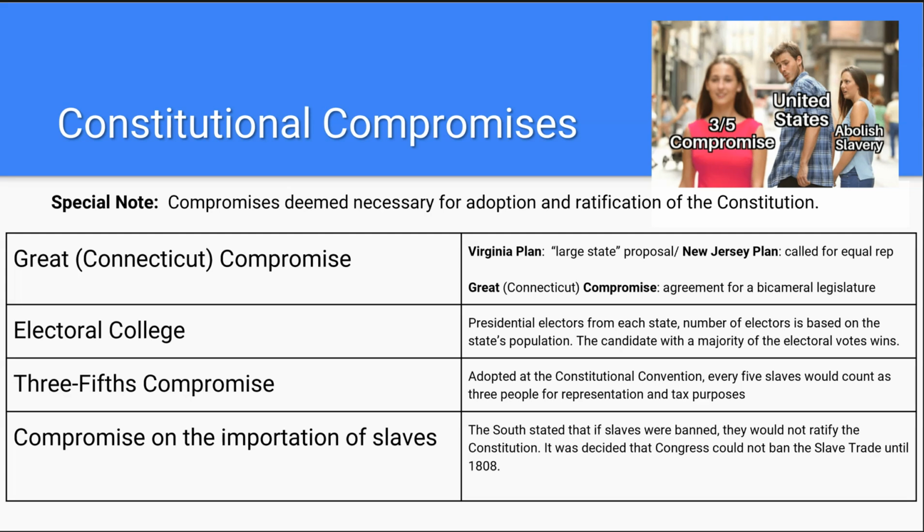And we also have sort of the kicking the can down the road on slavery in the U.S., and this is one of the early actions along those lines. So the compromise on the importation of slaves. The South stated that if slaves were banned, they wouldn't ratify the Constitution, and it was decided the compromise would be they would wait 20 years before Congress would take any action relative to the importation of slaves. And to their credit, in 1808, the Congress did act as soon as it was able to ban the importation of slaves into the United States. Certainly not the slave trade within, but the importation of slaves.